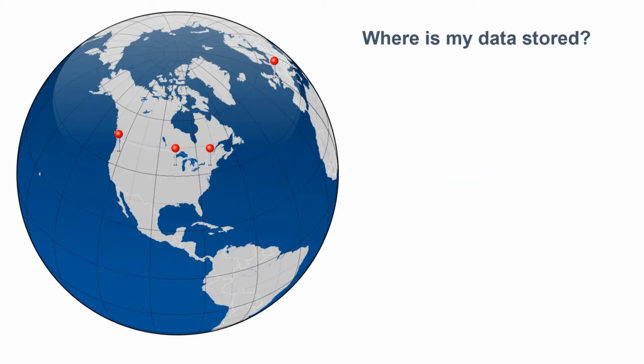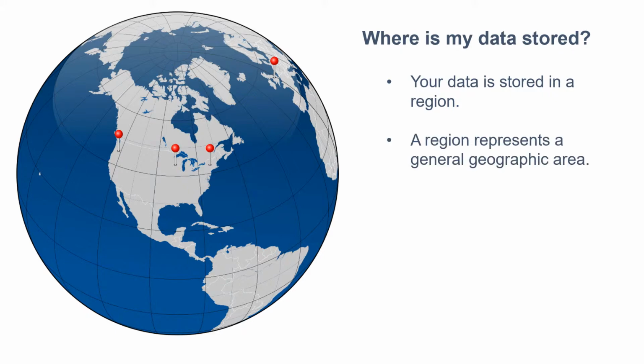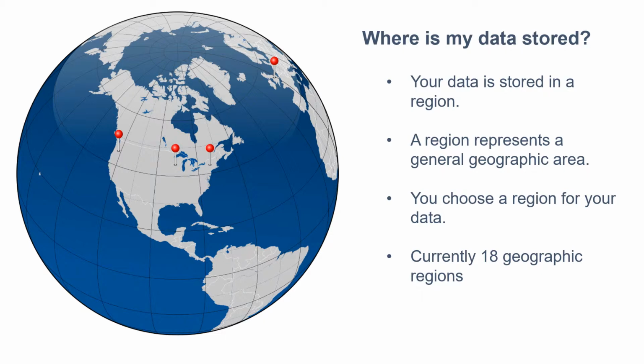So where exactly is your data stored? Well, your data is stored in a region, and a region represents a general geographic area. And you choose a region for your data when you upload it. And you can have data in, for example, the US West 1 region or also the US East region. There's no restriction on how many regions you can put data into. There's currently around 18 geographic regions. I show 4 push pins on this globe here just as an illustration, but there are definitely way more regions than that.